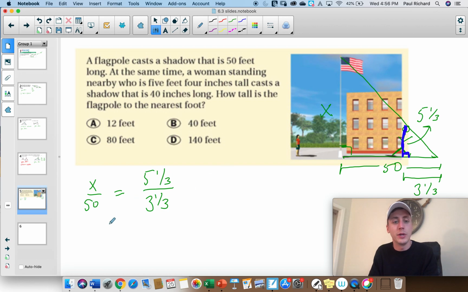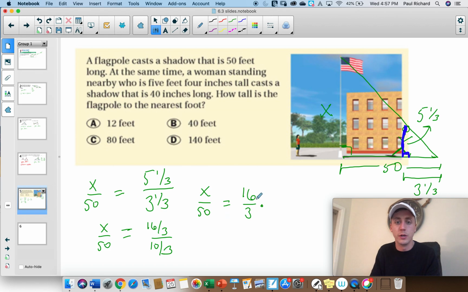That might help. We have x over 50 is equal to 16/3 divided by 10/3. And when we're dividing a fraction by a fraction, I will multiply by the reciprocal. X over 50 is equal to 16 over 3 times 3 over 10. 3's are going to cancel, which is very magical. 16 over 10 is going to turn into 8/5. So x over 50 equals 8/5. Okay, multiply both sides by 50. 50 divided by 5 is 10. 10 times 8, 80. So your answer is C.